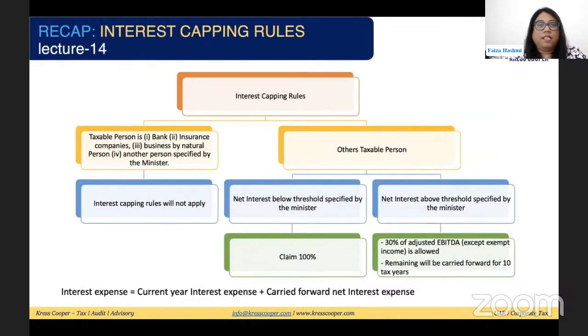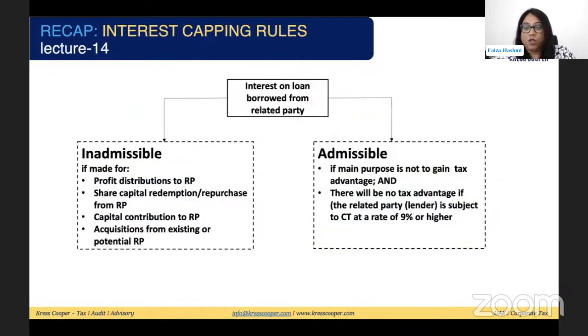Then we had discussed in detail the interest capping rules. These rules do not apply to banks, insurance companies, or businesses by natural persons. For others, we are still waiting for the cabinet decision where they're going to give a threshold for this interest capping rule. Whatever the threshold is going to be, if it's below that threshold, then we can claim 100%. If it is above the threshold, then it's going to be 30% of adjusted earnings before interest, tax, depreciation and amortization, and the rest can be carried forward for 10 years.